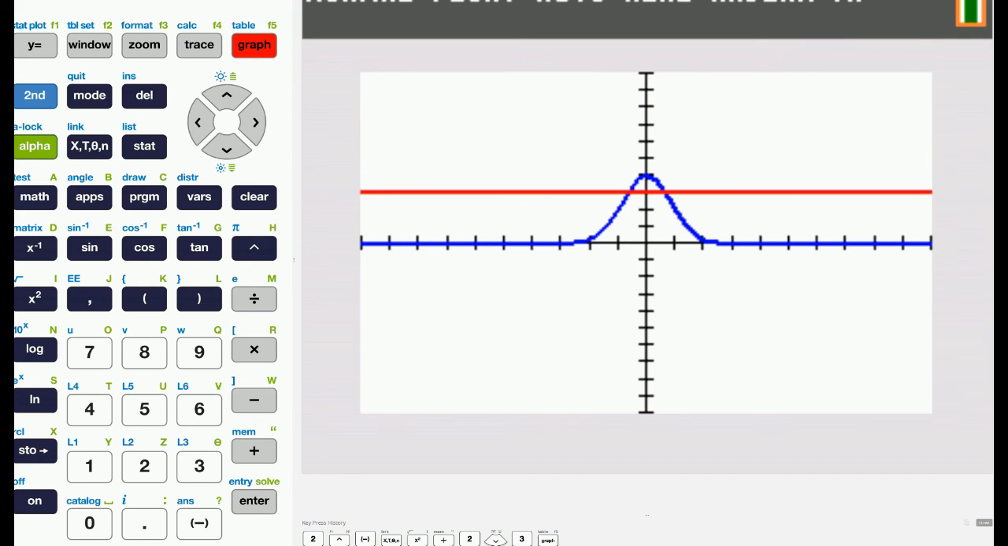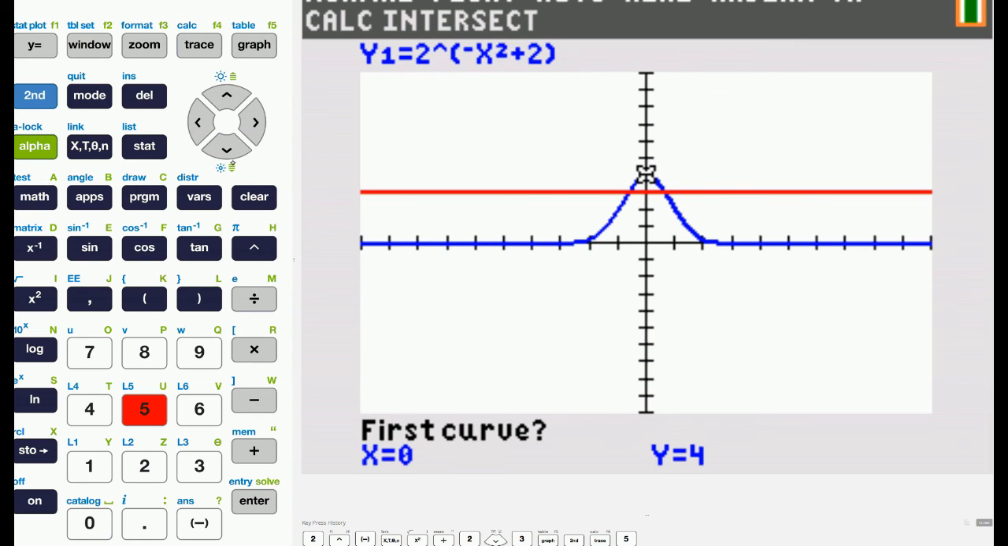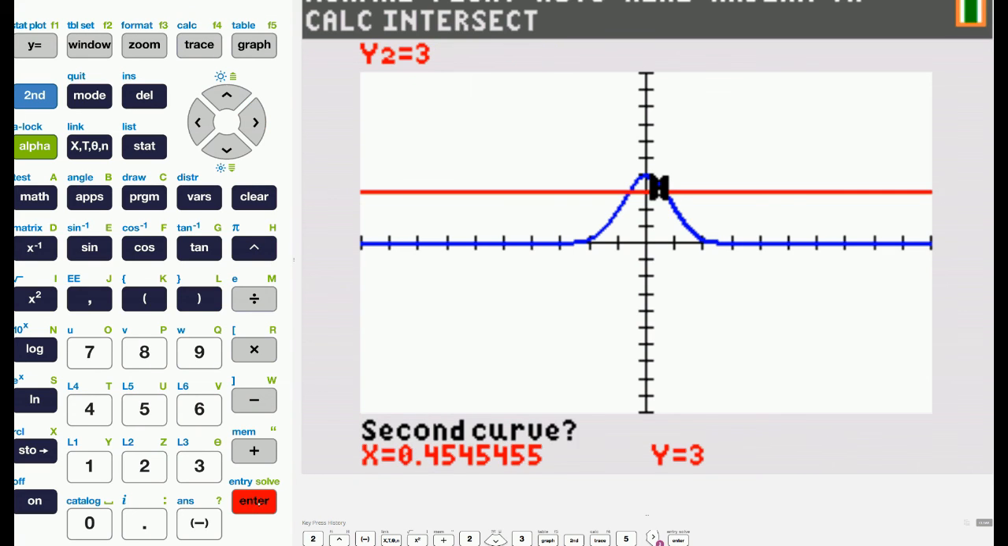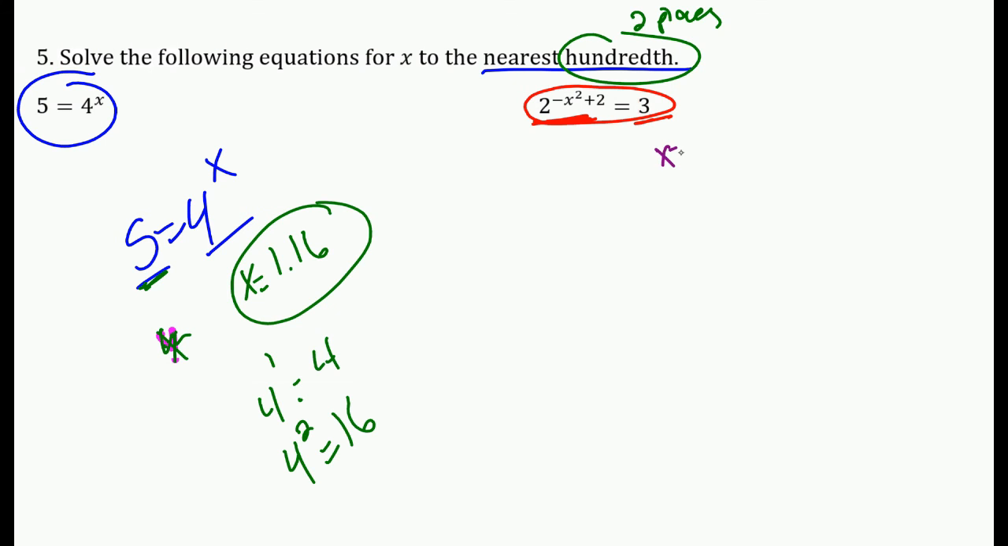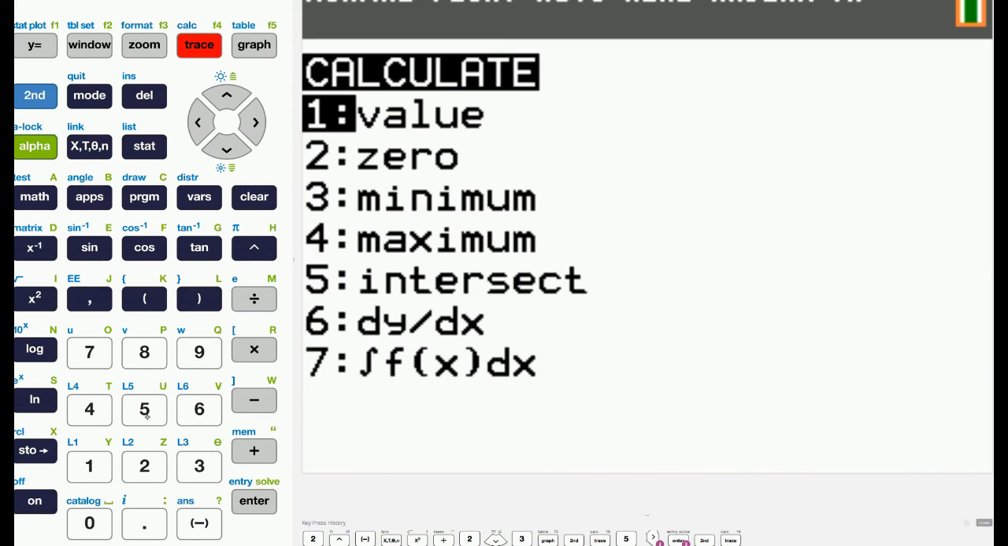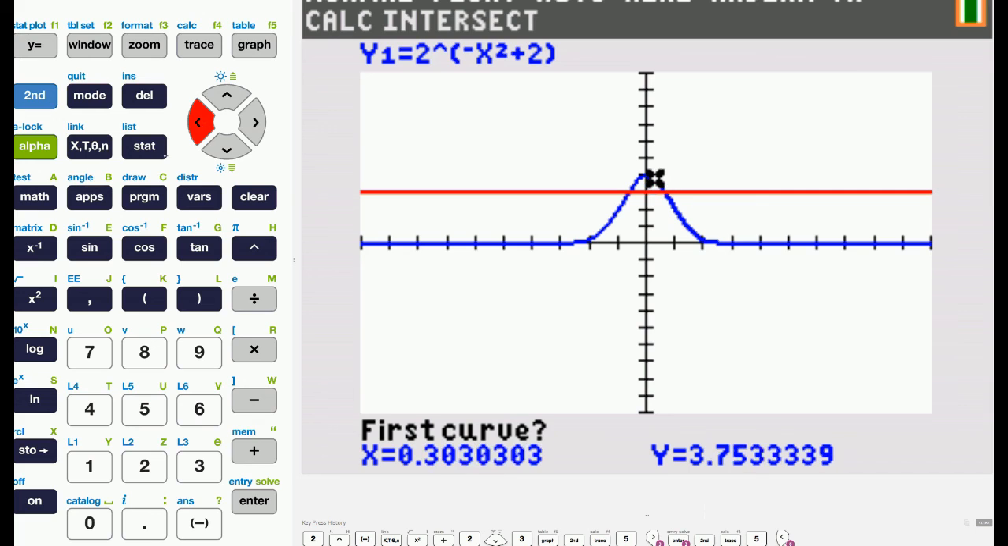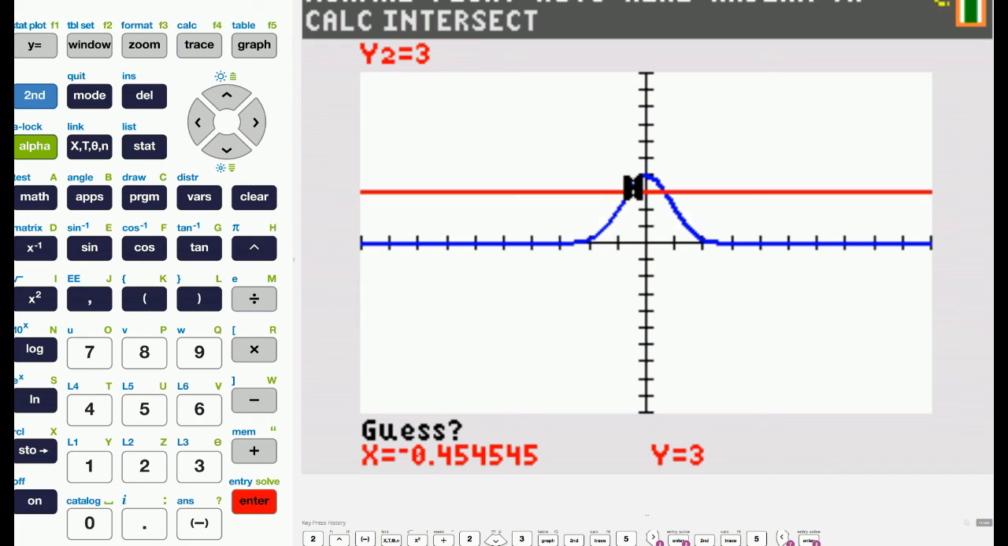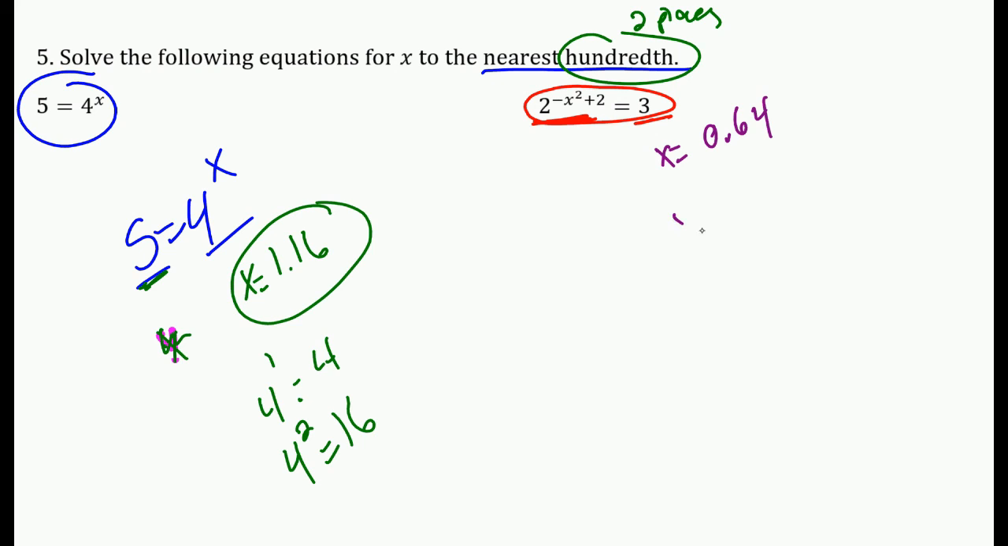That's a bizarre function. Okay, they intersect twice, so there's 2 solutions here. Second trace intersect. Enter, enter, enter. 0.64. You get x equals 0.64. That's an approximate solution. And second trace intersect. Move it over. Negative 0.64. So x equals negative 0.64.